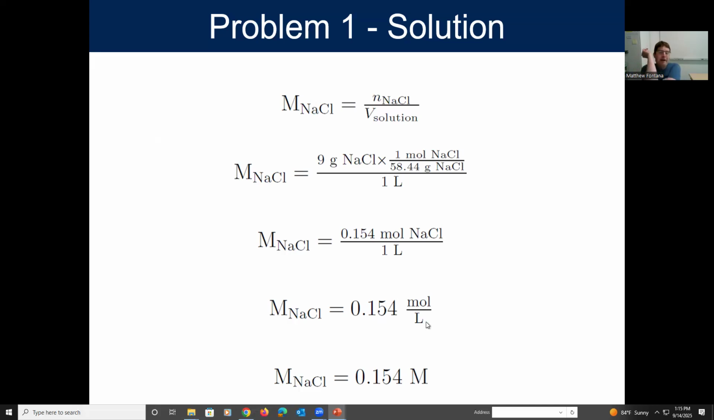One thing just to point out to you is that the unit mole per liter is what's called molarity. And oftentimes that'll be written as a capital M. So you'll notice sometimes molarity written like this, and sometimes you'll see it written like this. Okay.